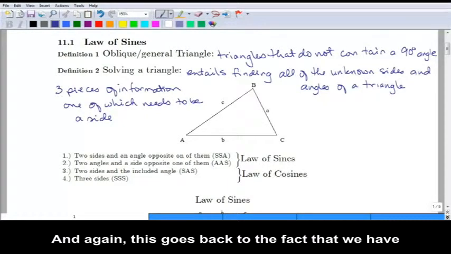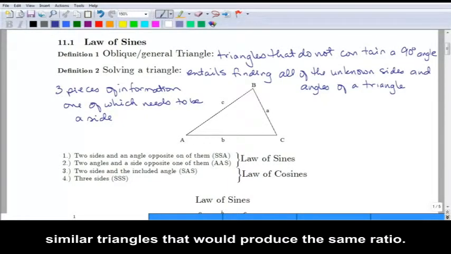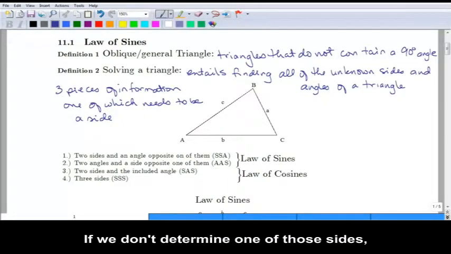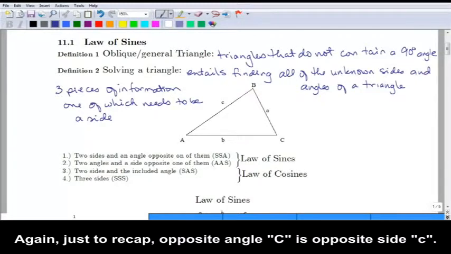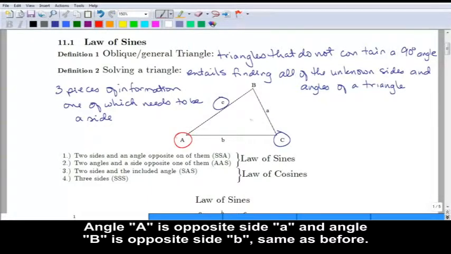And again, this goes back to the fact that we have similar triangles that would produce the same ratio. If we don't determine one of those sides, then we won't know how big or small this triangle is to begin with. Again, just to recap, opposite angle C is opposite side C, angle A is opposite side A, and angle B is opposite side B, same as before.